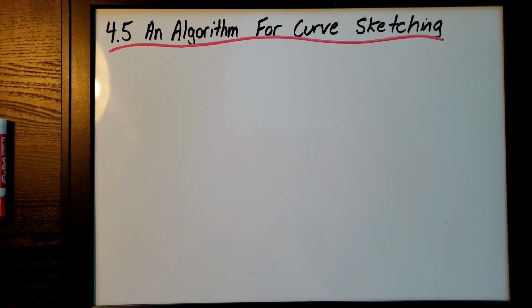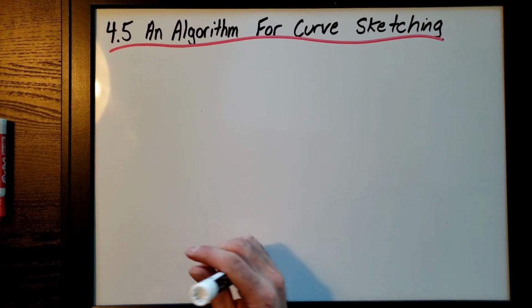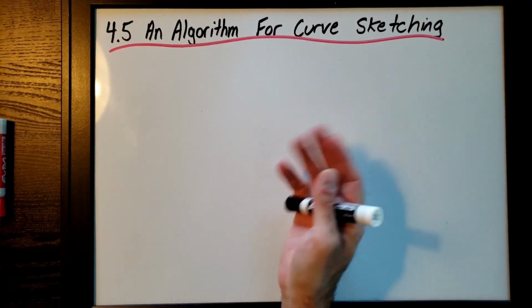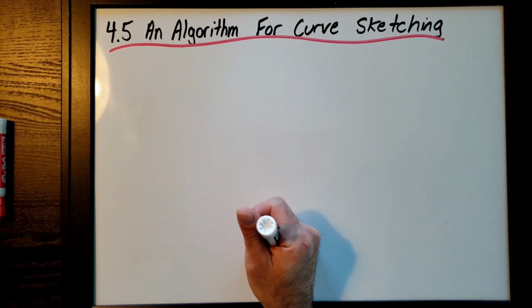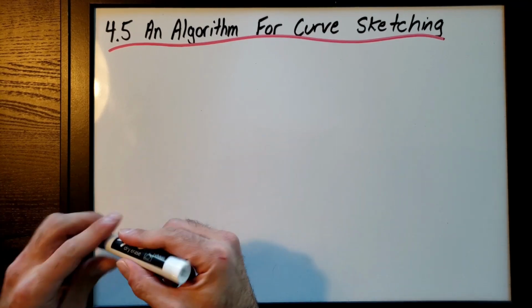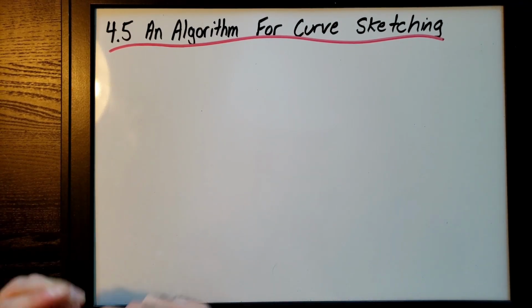4.5 is an algorithm for curve sketching. So what we're going to do is take all of our skills that we've learned in this chapter and in previous chapters, previous years, and create an algorithm to help us curve sketch any function, any rational function, polynomial function, whatever the case may be. Okay, so this algorithm is a combination of a few things.